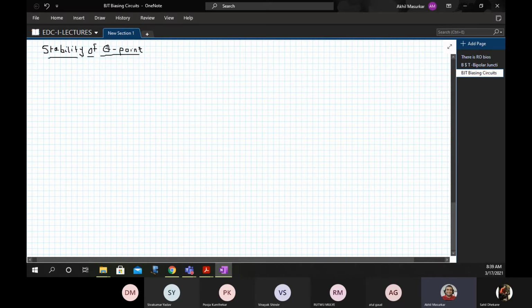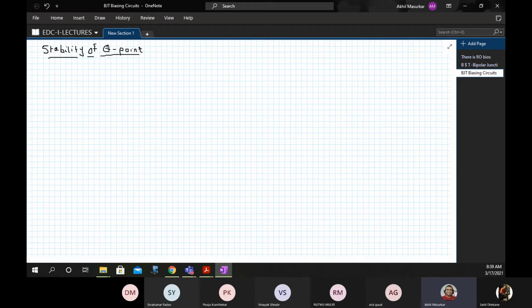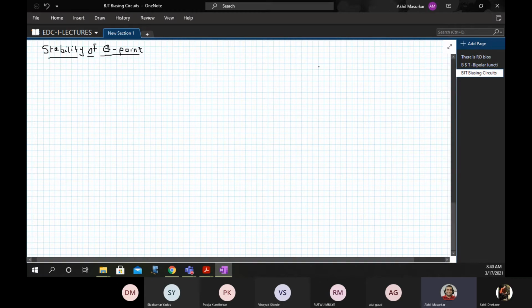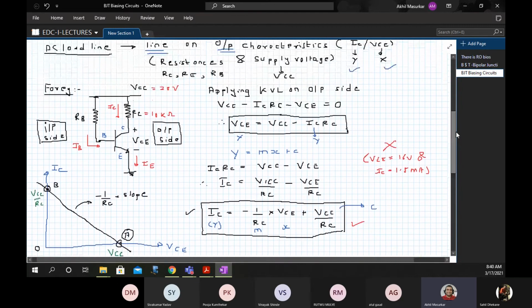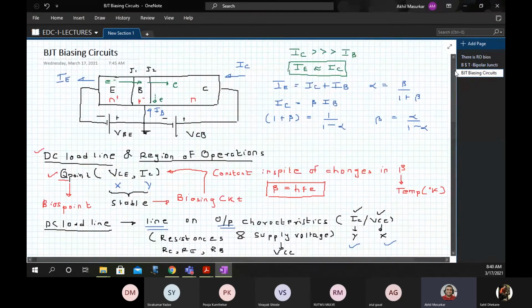Now we always know that if we want to operate the transistor for amplification, we are always going to operate it in forward active mode. Forward active mode means what? Today's lecture only started with that. Forward active mode means junction J1 is forward biased and J2 is reverse biased.